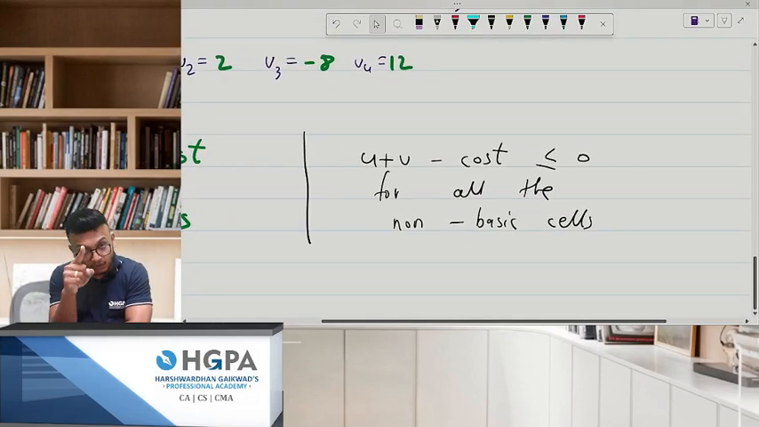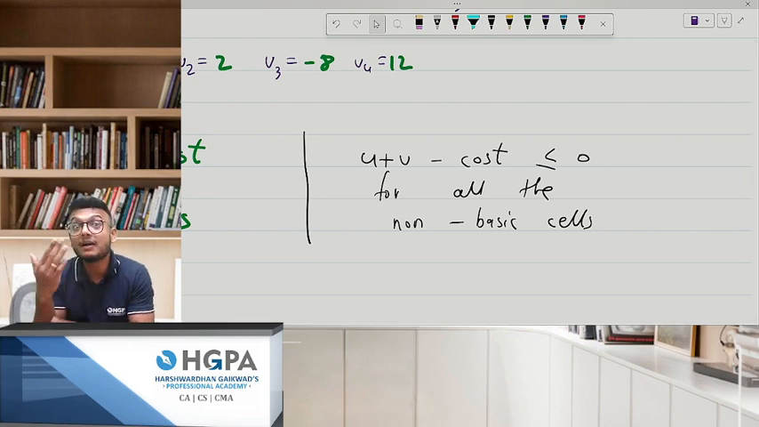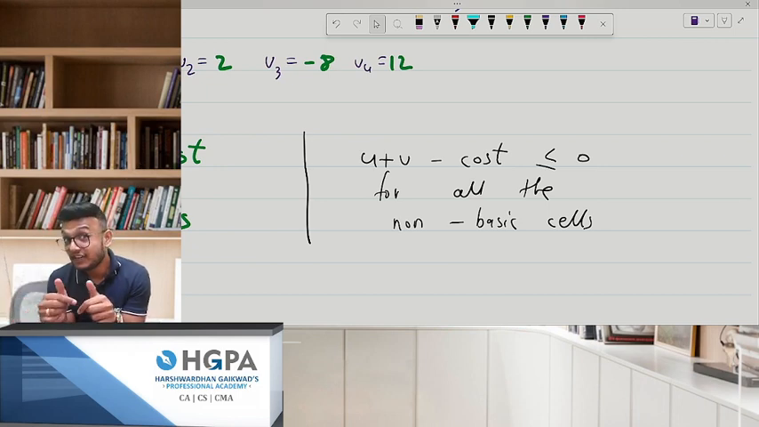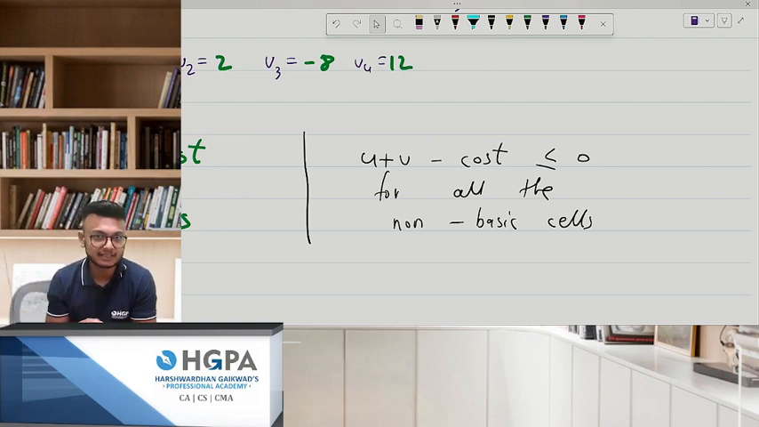Solution will be optimal only when it is less than or equal to 0. This means the answer has to come negative only, or 0. If it comes positive, then the loop concept starts. Okay, now pay attention please. I'll tell you one more concept.